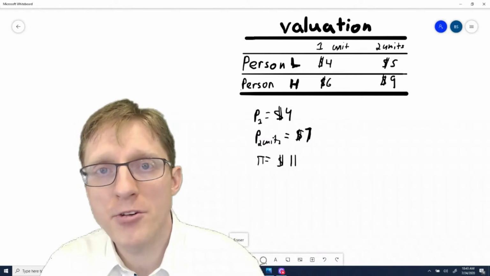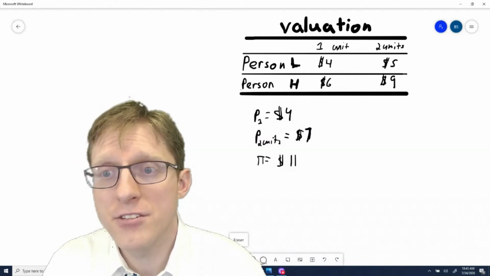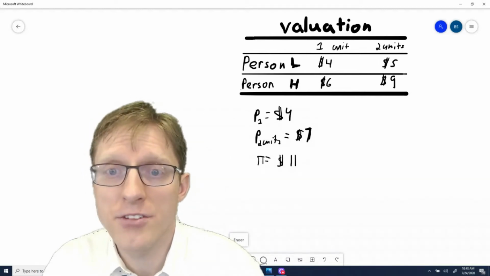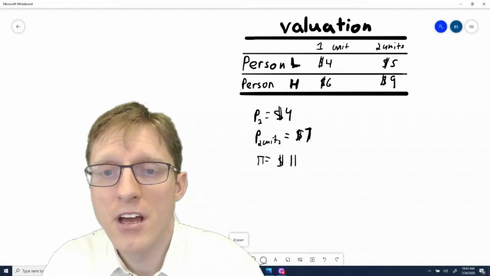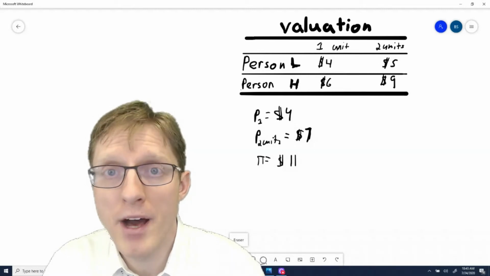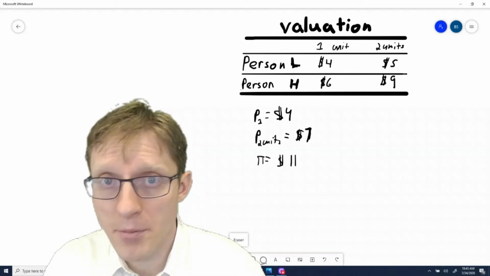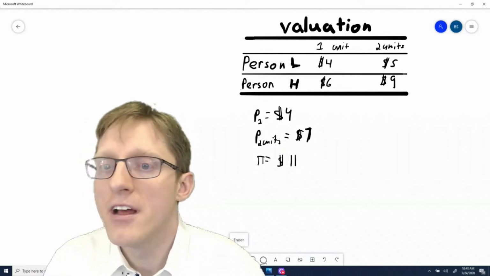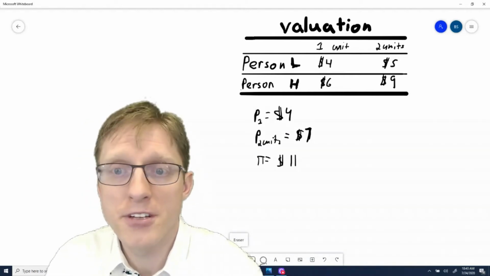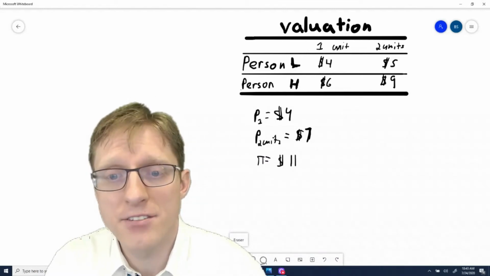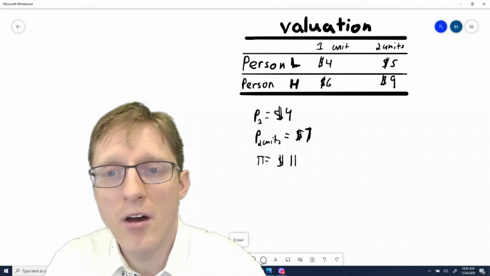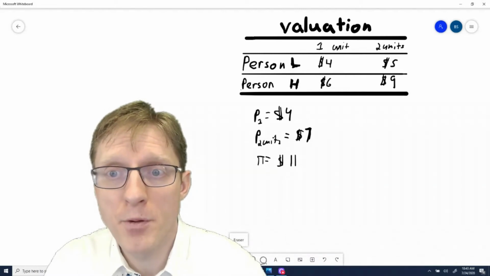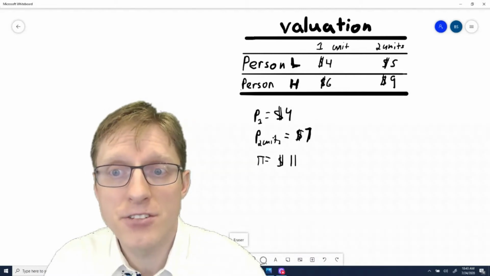Now, let's suppose they tried to use some other strategy. If they're selling 2 units, they could charge $5 and both people would buy 2 units. 2 people buying something priced at $5 each yields $10 in profits. That's not as high as they're earning under second degree price discrimination. They could charge $9 for 2 units and only person H would buy. Again, that's yielding lower profits. They could charge $4 for 1 unit and 2 people would buy 1 unit, yielding $8 in profits.